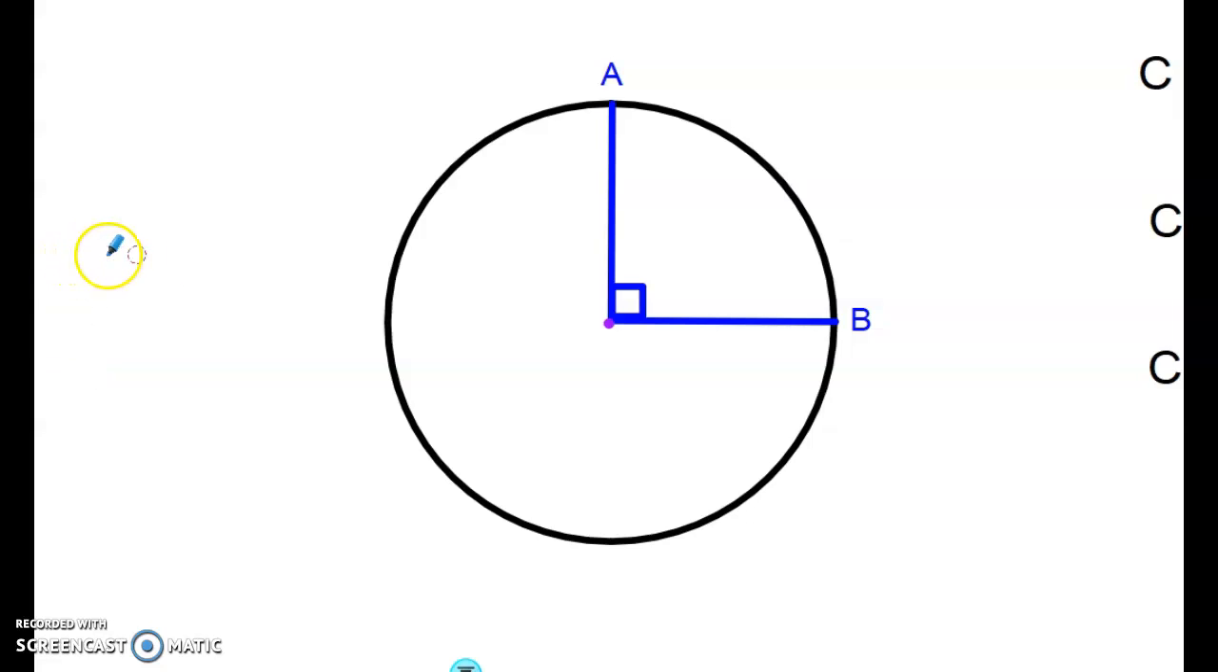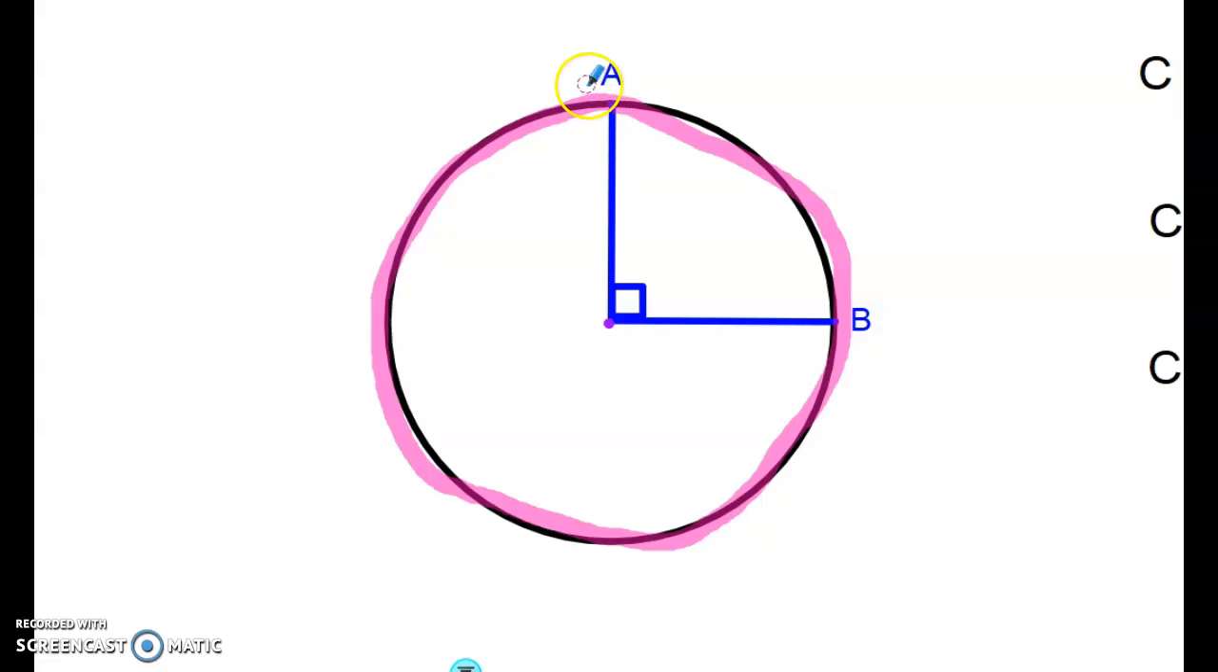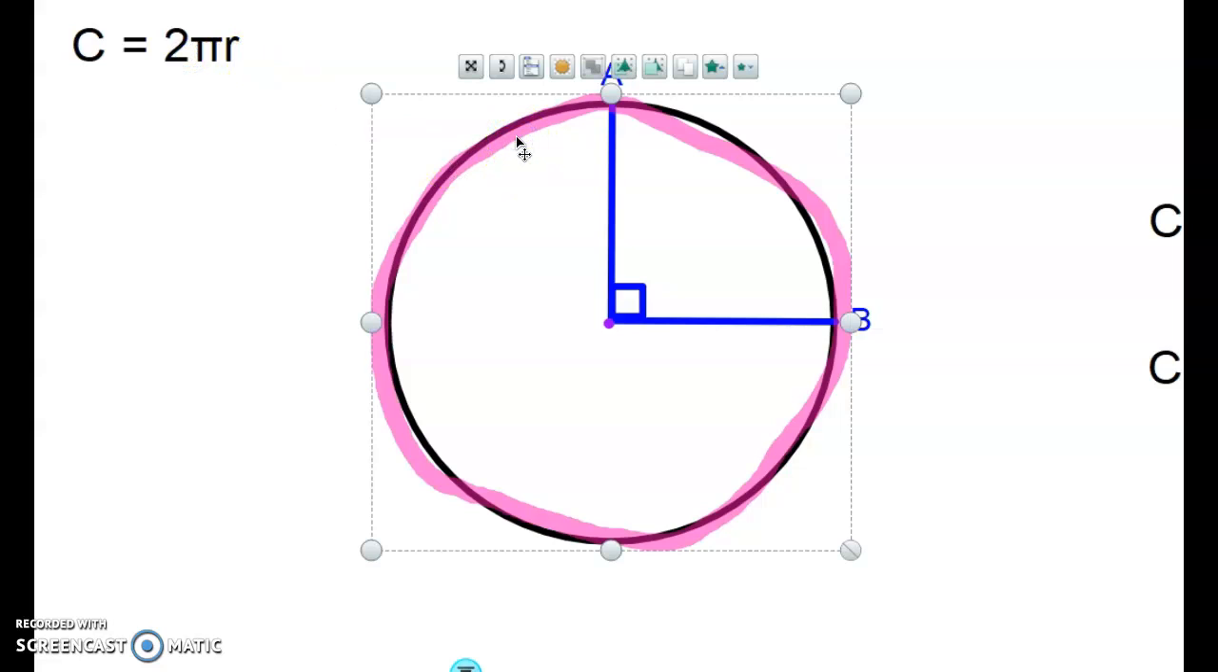But first, I want you to study this circle very carefully. And if I went all the way around like this, what did I just do? I'll give you a second to think on it. And I hope you said, hey Shetz, you just did the circumference. That's correct. I just did the circumference.